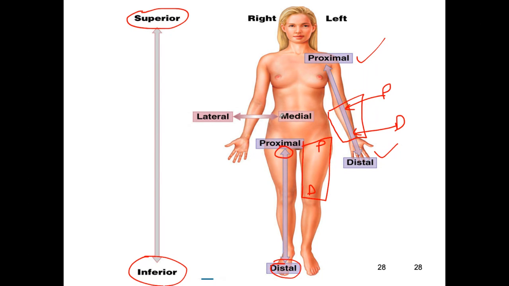Medial and lateral. Medial means you're moving towards the midline, and lateral is when you're moving away from the midline. So the most lateral finger is the thumb, and the most medial finger is the pinky. The nose is medial, the eyes are lateral. The ears are most lateral. Okay?